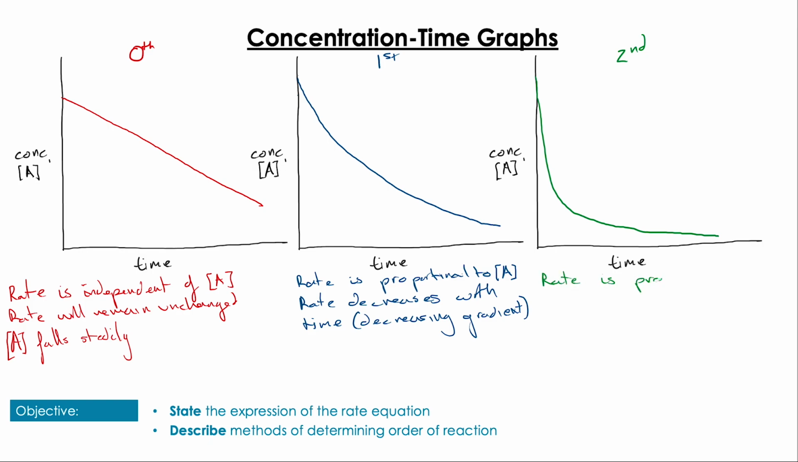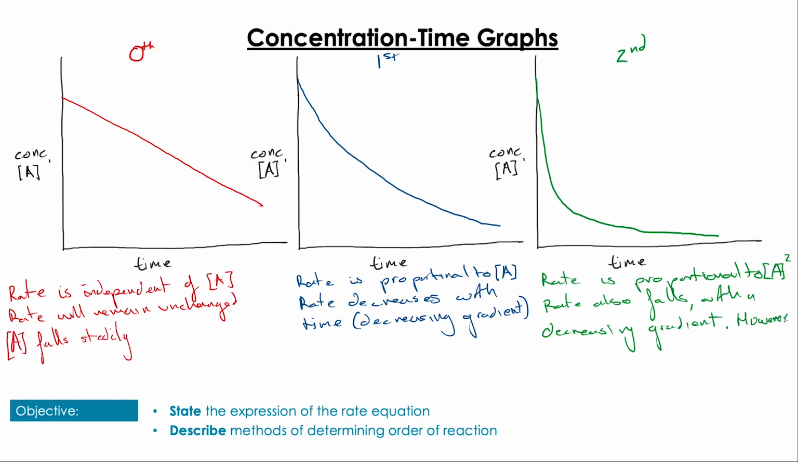In the 2nd order reactant, we see that the rate is proportional to A squared. So as the concentration of A falls, the rate also falls. However, this decline in rate will be slower than that of a 1st order reactant.